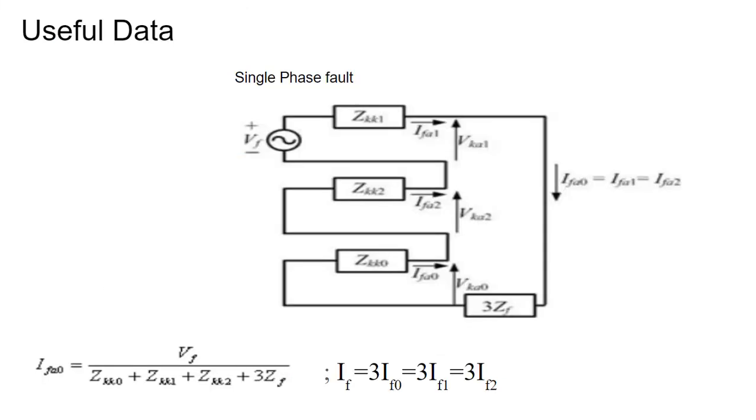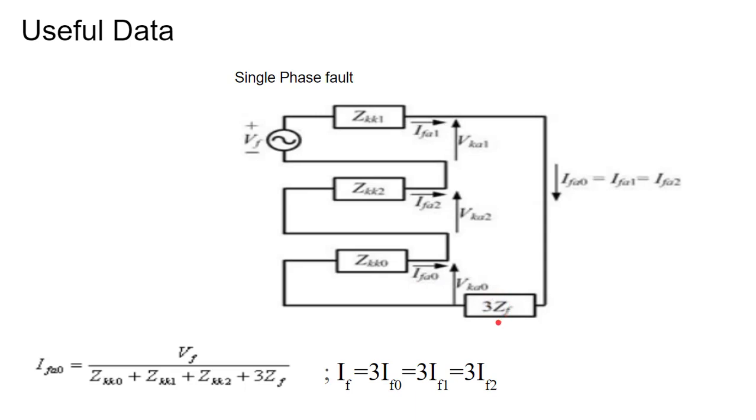Let us discuss briefly about LG fault. Here Vf is the fault voltage, Z_KK1 is the positive sequence impedance, Z_KK2 is the negative sequence impedance, Z_KK0 is the zero sequence impedance, and also I_FA1, I_FA2, I_FA0 are the positive, negative and zero sequence fault currents respectively.